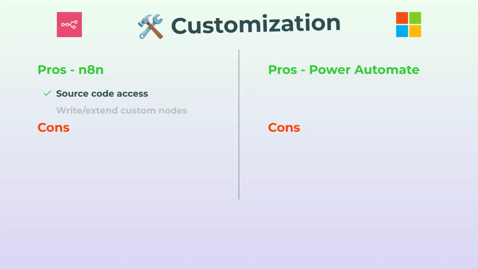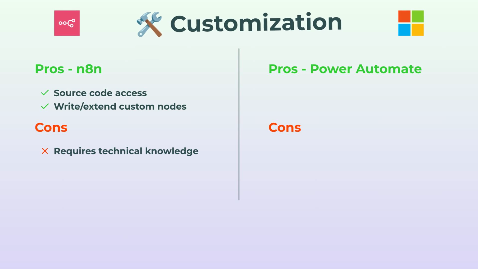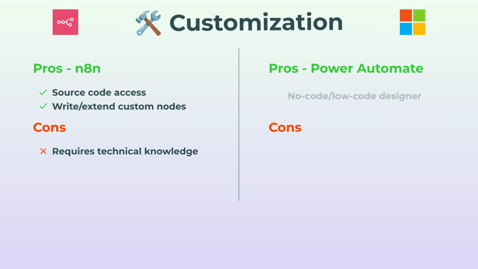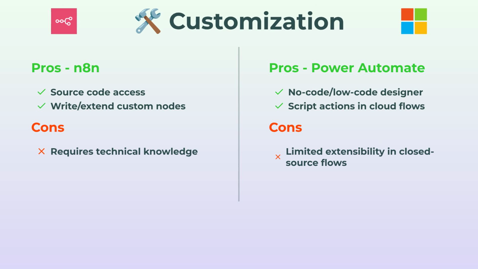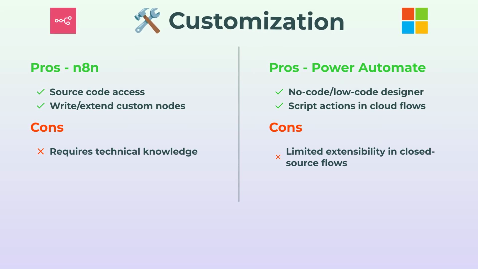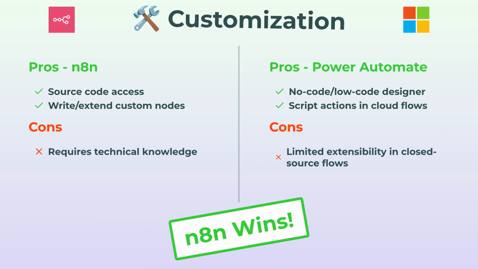Now, customization. Oh, this is where n8n fans get excited. Full source code access, you can write your own nodes, extend stuff however you want. If you can dream it, you can probably script it. The flip side, you do kind of need to know what you're doing. Power Automate keeps things simple with its no-code and low-code designer, and you can sneak in scripts for advanced flows. But if you really want to get under the hood, the closed ecosystem can be a bit limiting. n8n's got this one, hands down.